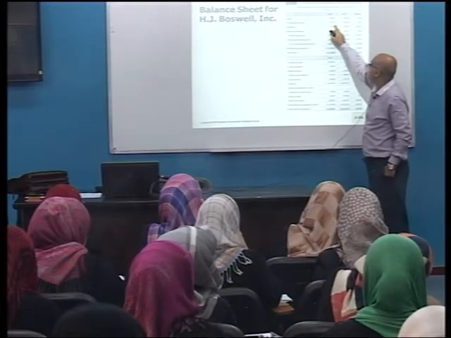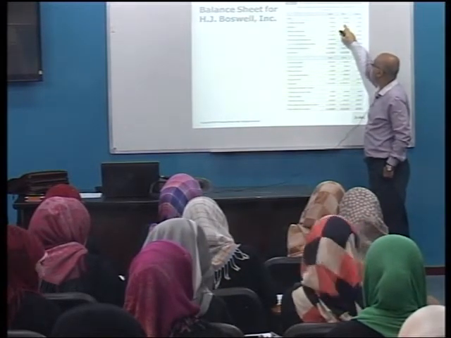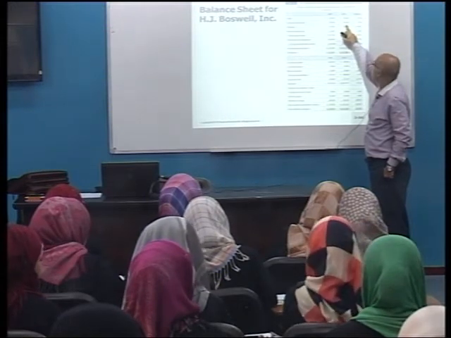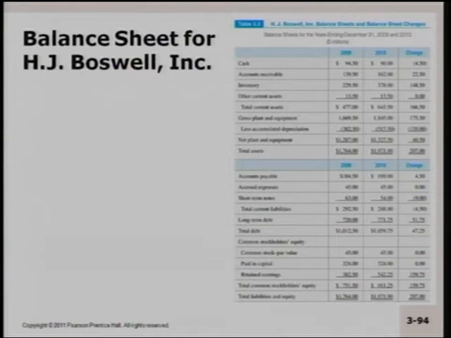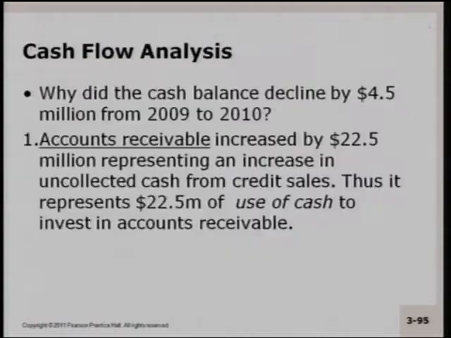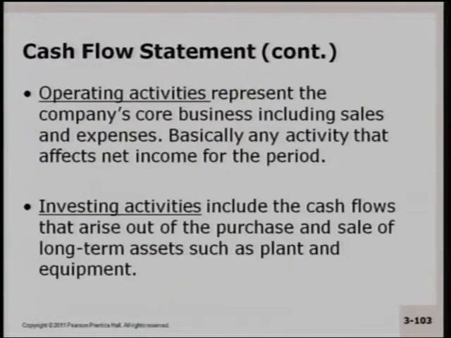Because 139 increased to 162, it increased by 22.5. So this is a use of funds. It decreased cash. Okay, we'll see. Look here, it decreased cash. This is take the minus.